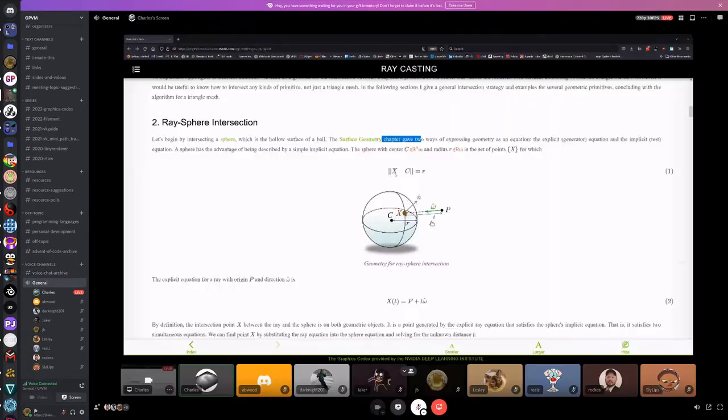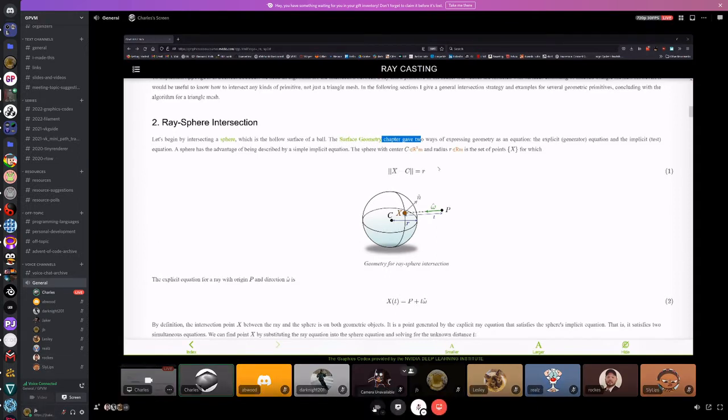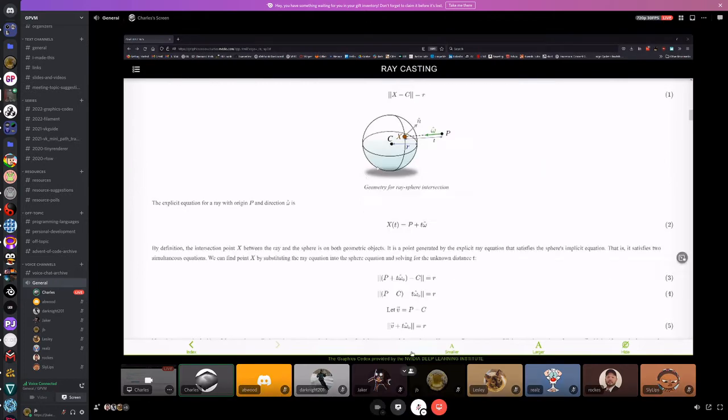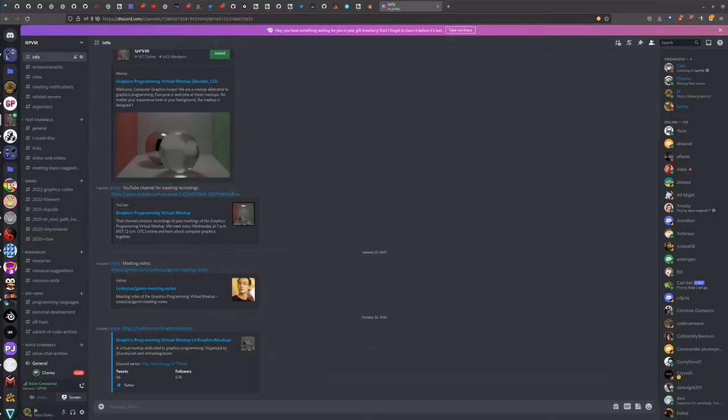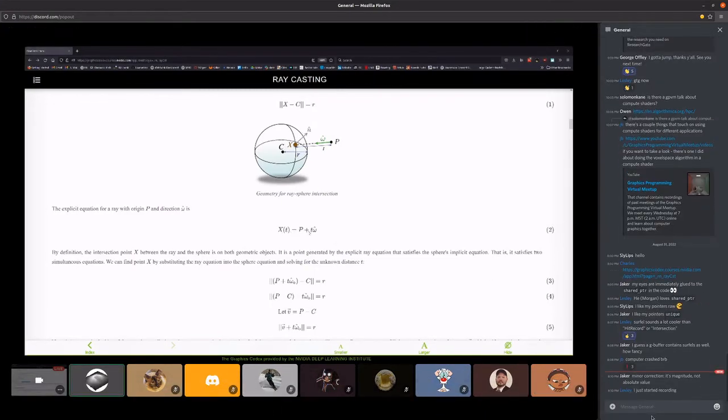All those points, you could subtract them. The set of all points on the sphere, if you subtract the center of the sphere from a point on the sphere and then take the absolute value, it should equal R, because all points on the sphere are equidistant from the center. So that's what this is expressing. Explicit equation for a ray with origin P. Yes, this is our equation for a ray: P plus t omega hat, or t times omega hat.